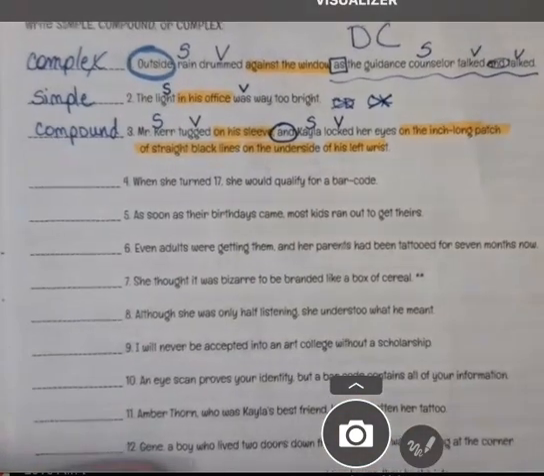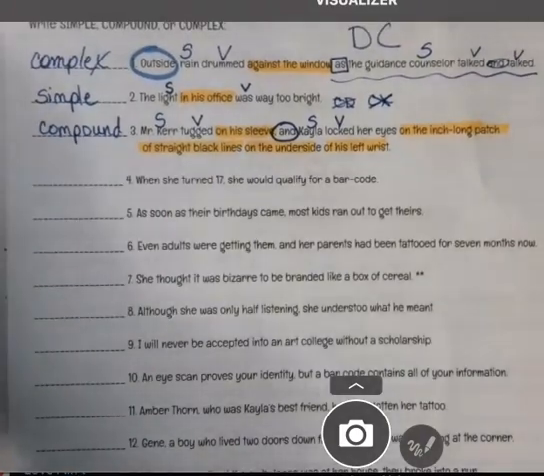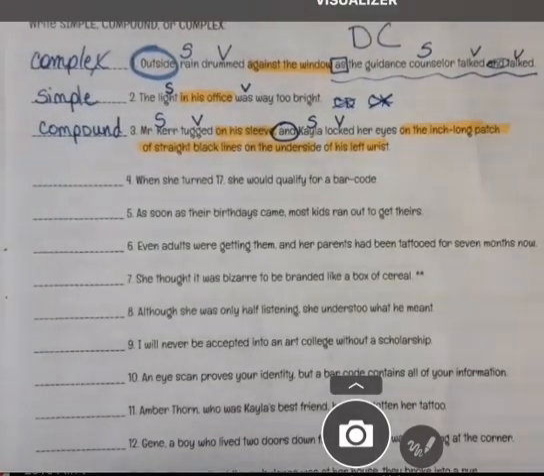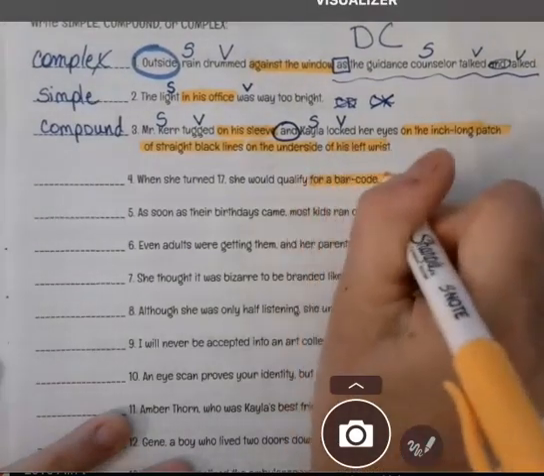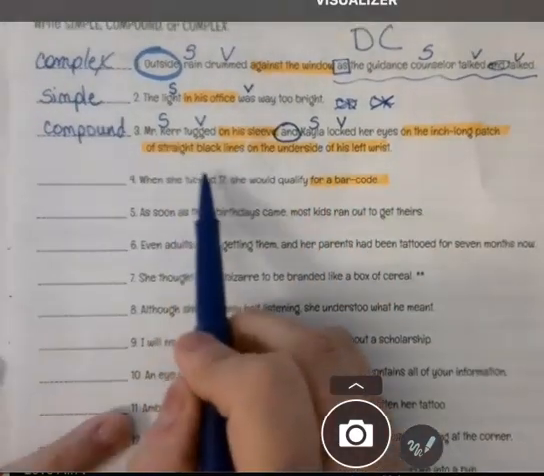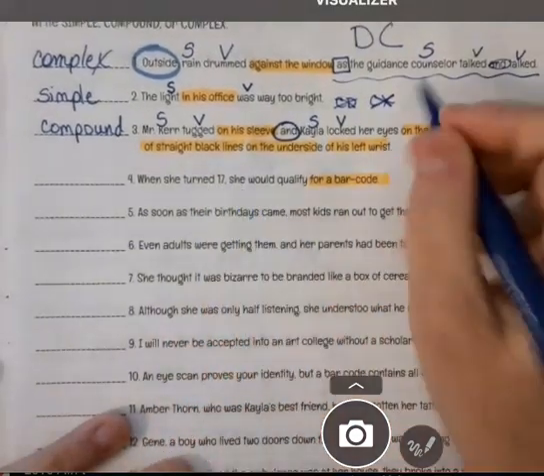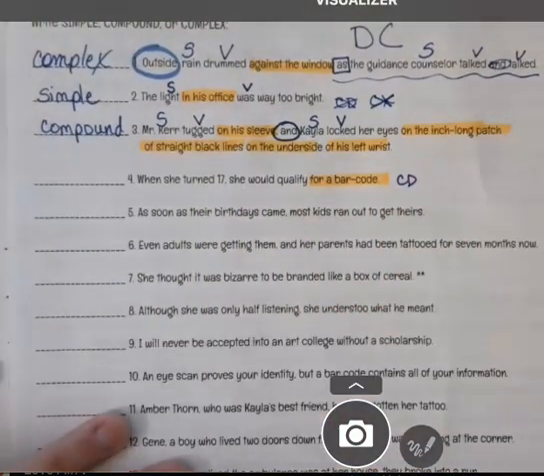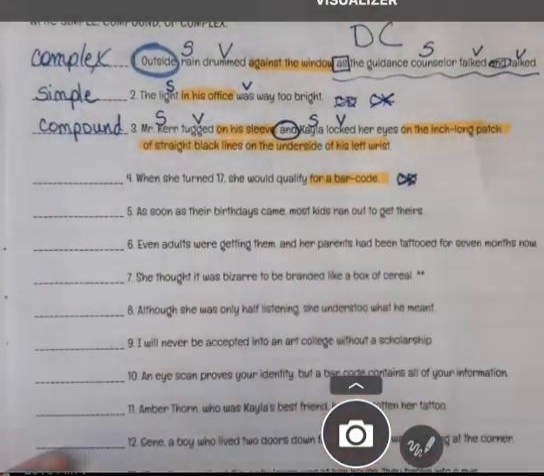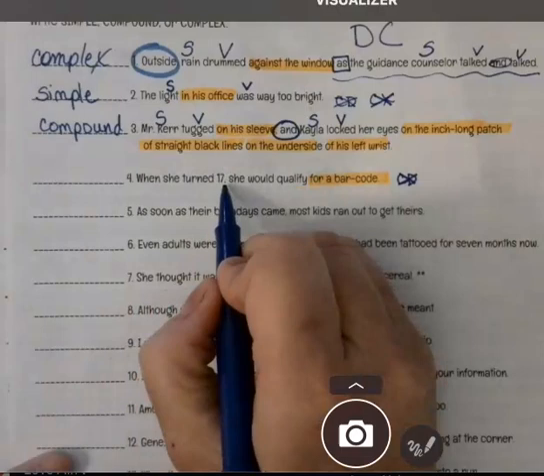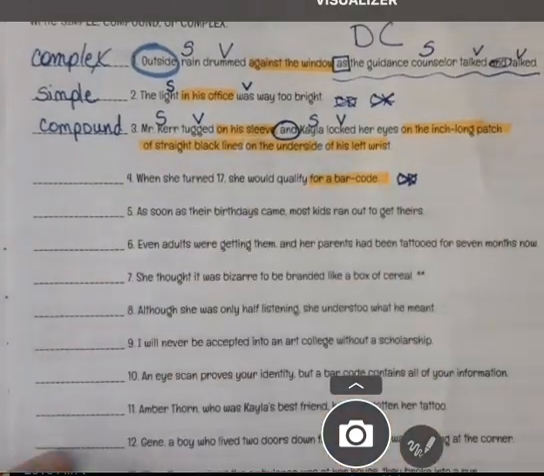Number 4, when she turned 17, she would qualify for a barcode. So I see a prepositional phrase here for a barcode. And I'm left with when she turned 17, she would qualify. So the first thing I'm going to look for is compound. Do I see a comma conjunction? I do not. So it's not compound. I see a comma, but it's a comma she.